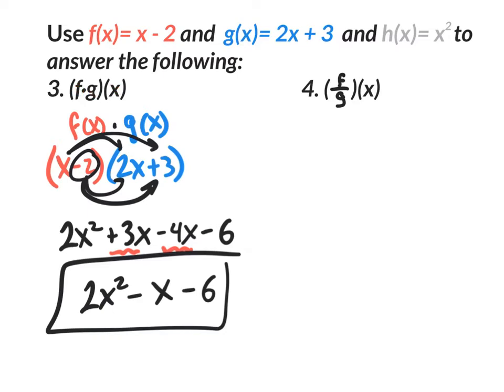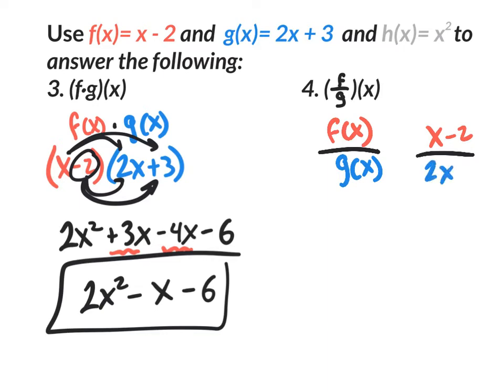Over here we have f divided by g of x. So what are we doing? We're going to be taking the f of x function and dividing it. Could do it as a fraction. A fraction bar is really a division. Dividing it by the g of x function, which is a blue function. Okay. So up on top, what we really have is the binomial x minus 2. And on the bottom, we have that binomial 2x plus 3.